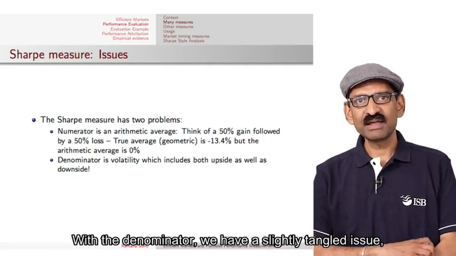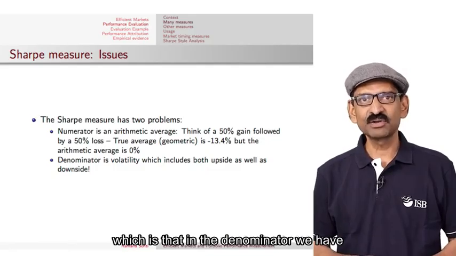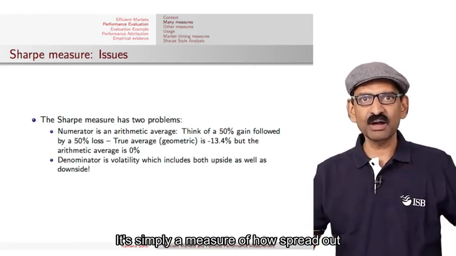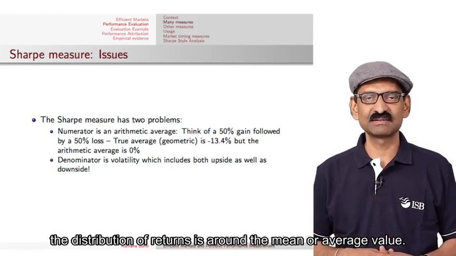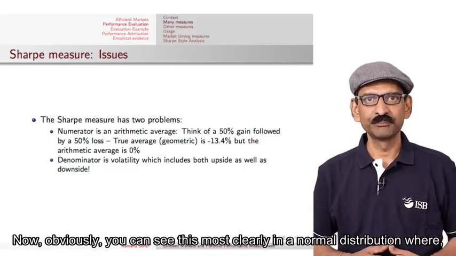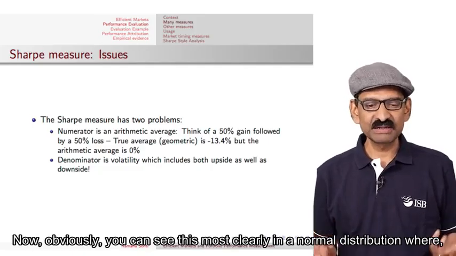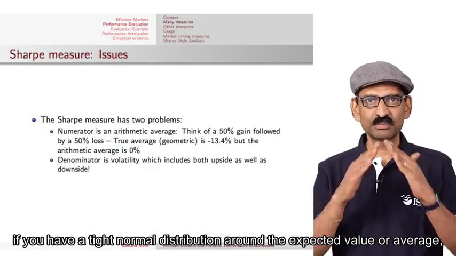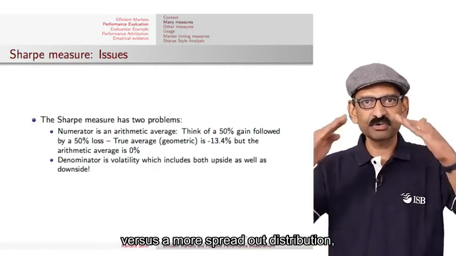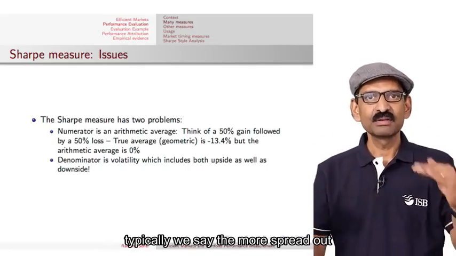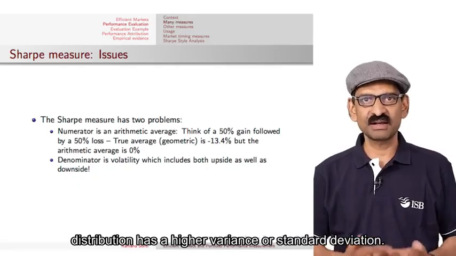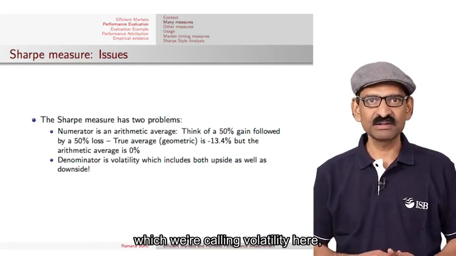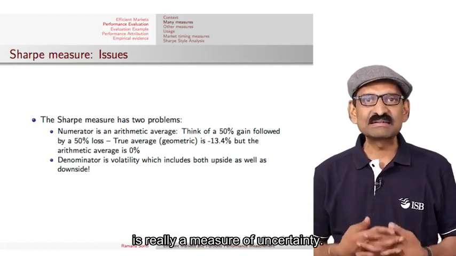With the denominator, we have a slightly tangled issue, which is that in the denominator we have the standard deviation. What is standard deviation? It's simply a measure of how spread out the distribution of returns is around the mean or average value. Now, obviously, you can see this most clearly in a normal distribution, where if you have a tight normal distribution around the expected value or average versus a more spread out distribution, typically we say the more spread out distribution has a higher variance or standard deviation. Now, notice that the variance or standard deviation, which we are calling volatility here, is really a measure of uncertainty.